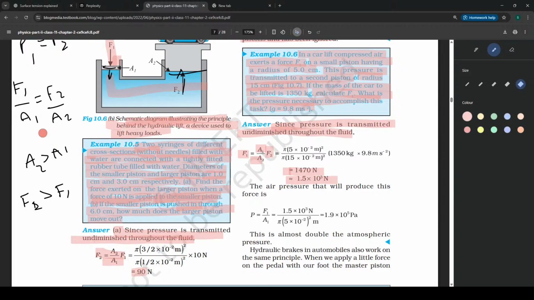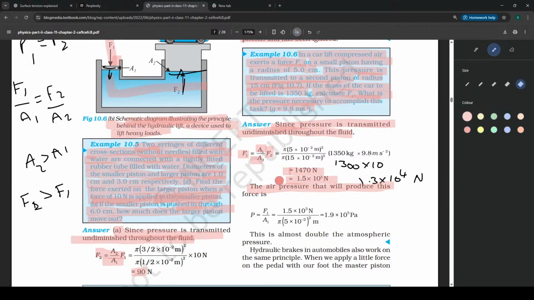Which is much less compared to the weight of the car, which will come out to be around 1300 into 10, or basically 1.3 into 10 power 4 newtons. The weight of the car is around 1.3 into 10 power 4 newtons, but the force we need to apply on the first piston to lift the whole car is only 1.5 into 10 power 3 newtons.